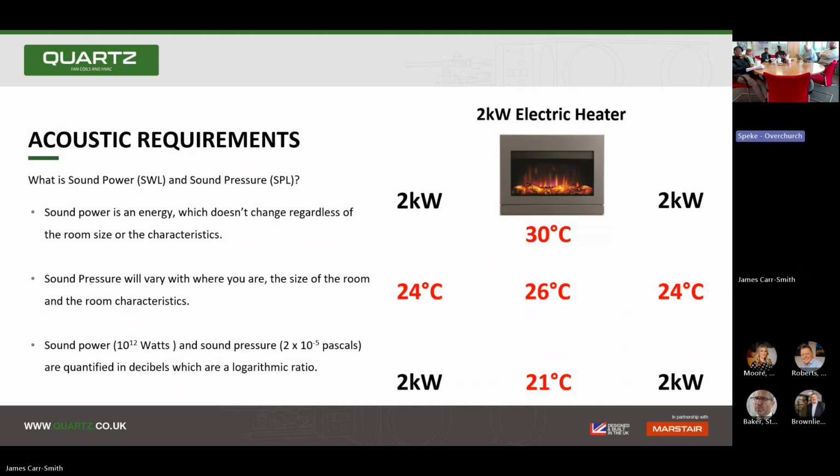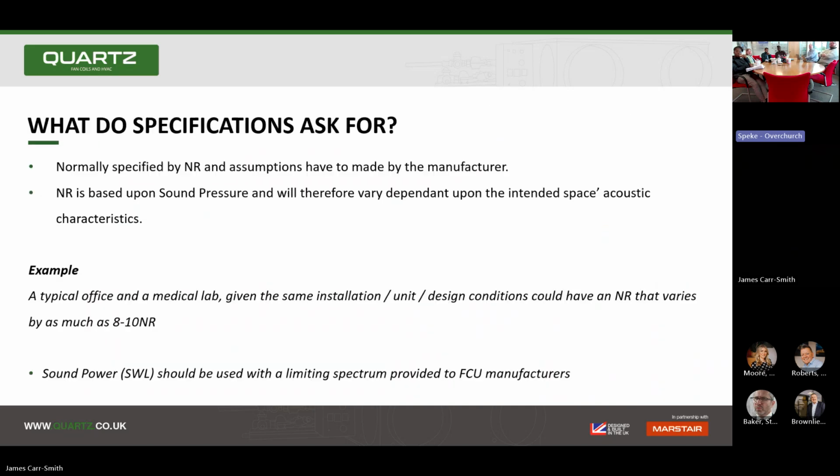And that's quite important when it comes to selecting the right piece of equipment to make sure the sound levels in a space are not exceeded. So most specs nowadays will talk about asking for an NR. An NR is a particular curve. It's used in UK and Europe. You may have also heard of NC curves, which typically tend to be American.